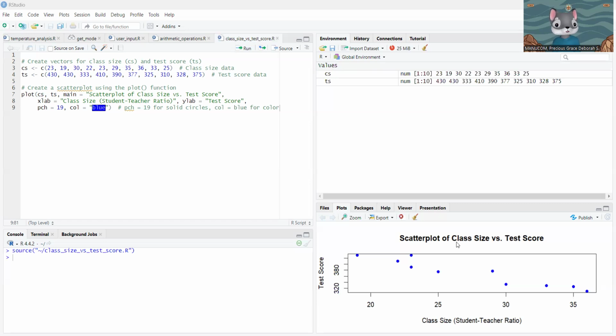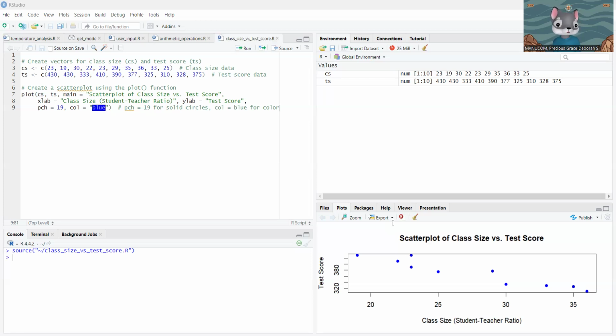The plot allows us to quickly identify potential patterns such as positive and negative correlation, and also clusters or outliers. The scatter plot might also show certain classes standing out by having unusual high or low test scores for a given class size, which may indicate outliers or specific cases that require further investigation.